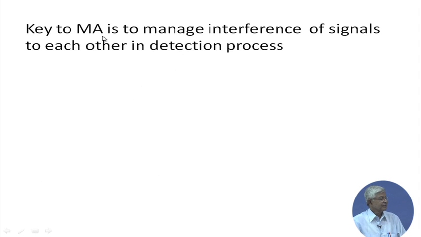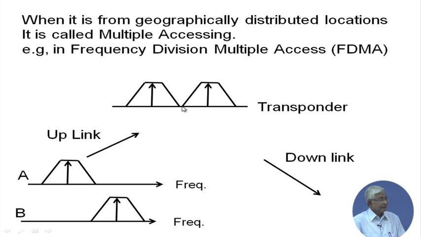The key to multiple access is to manage the interference of the signals from each other in the detection process. There could be interference, as you can see here, if this band is overlapping over this band, that means if the filters are not proper, then there will be interference in terms of power. So, some power of A will interfere with B or the other way. So, it is the filter that determines this, at the transmit side as well as at the receive side. That is important.